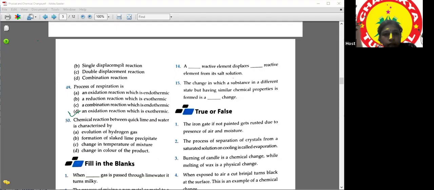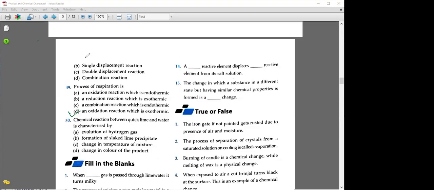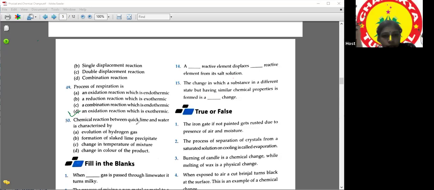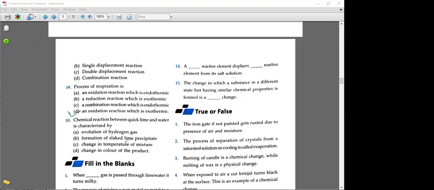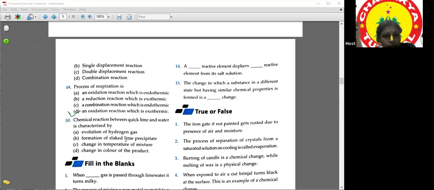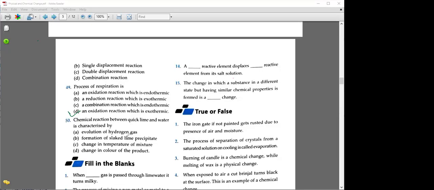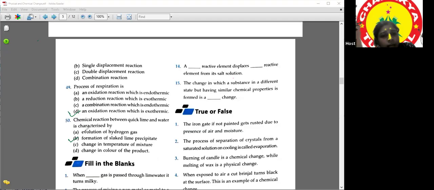Chemical reaction between quicklime and water is characterized by changing quicklime color, changing temperature of mixture. No. Slaked lime, formation of slaked lime precipitate. But is it something like it is precipitating? Yeah, it is precipitating.